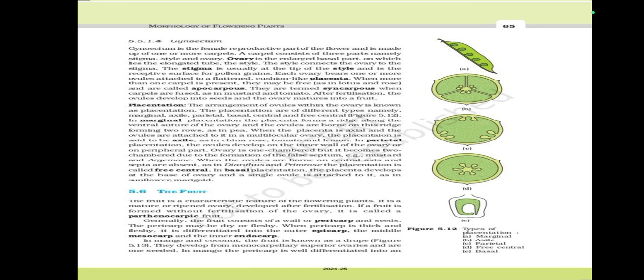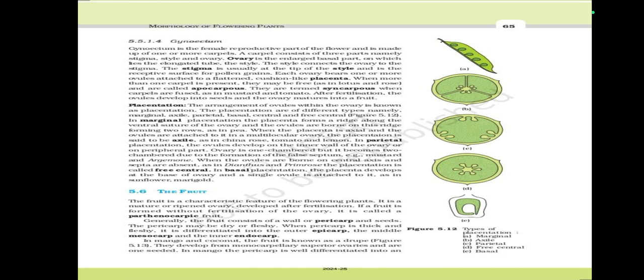The fruit is a characteristic feature of flowering plants. It is a mature and ripened ovary developed after fertilization. If the fruit is formed without fertilization of the ovary, it is called a parthenocarpic fruit. Usually, the fruit consists of a wall or pericarp and seeds. The seeds and the pericarp may be dry or fleshy. When the pericarp is thick and fleshy, it is differentiated into the outer epicarp, the middle mesocarp, and the inner endocarp.